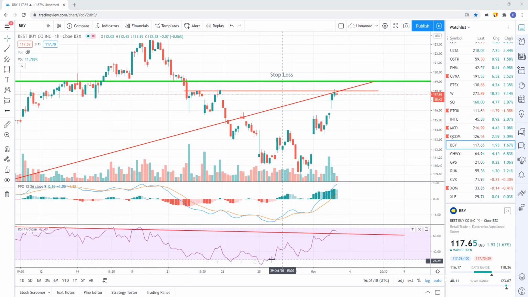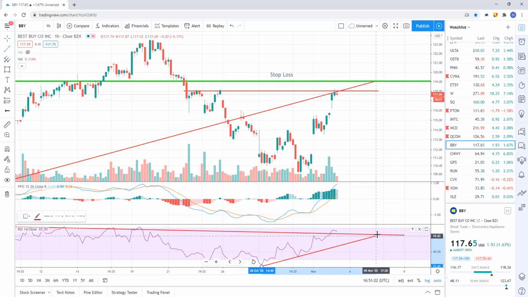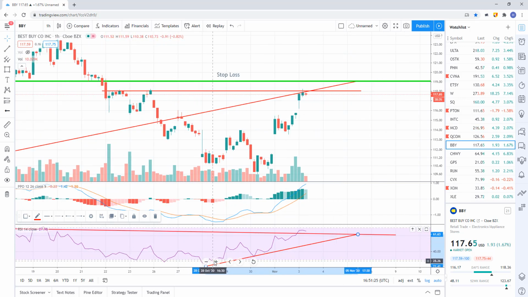And if you look at the hourly, there was just a slight bullish divergence here on the hourly, which forecast a small rally because it's only on the hourly chart, and we got that small rally right into resistance.